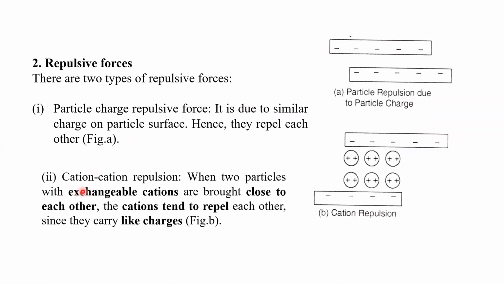You can see another thing, cation repulsion. When two particles with exchangeable cations are brought close to each other, the cations tend to repel each other since they carry like charges. You can see here negative charges are there, positive charges are there. But in between, if positive ions are there, and here positive charges, these particles will remain separate, because the minus and plus will be attached together. That means repulsive forces are going to work at this point.